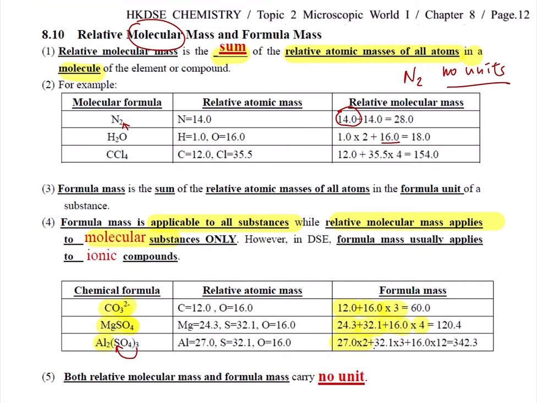So 32.1 times 3, and then 16 times 12, because 4 times 3 equals 12. Alright? Here, highlight, remember both the relative molecular mass and formula mass carry no units.